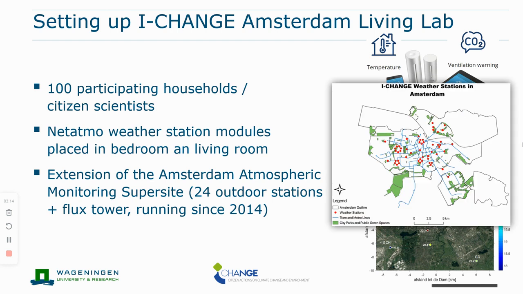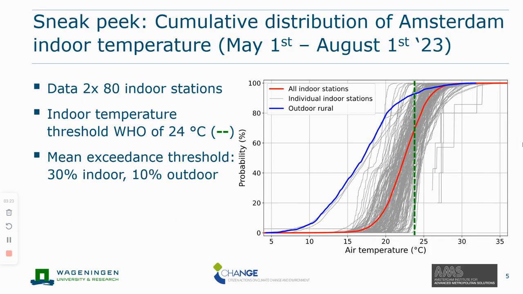This is a map of Amsterdam with the Netatmo weather stations that we have installed. So far we have 80 of them installed. And this is a very quick sneak peek at some of the measurements. This is from the last 3 months. And I have to say, now it's of course summer in the Netherlands, and I think the warmest days are still coming.